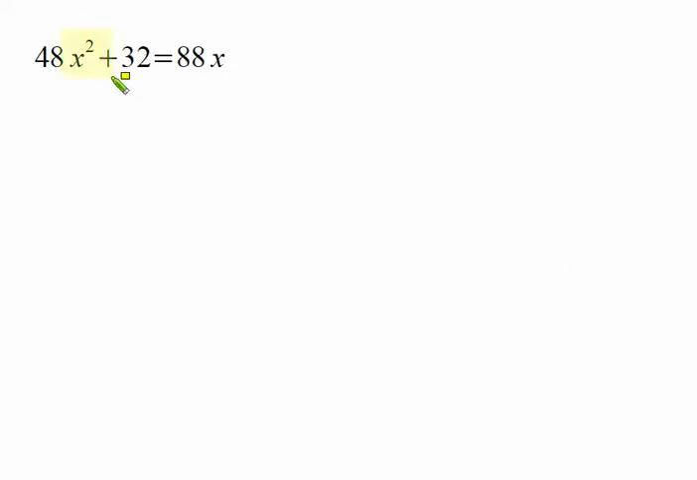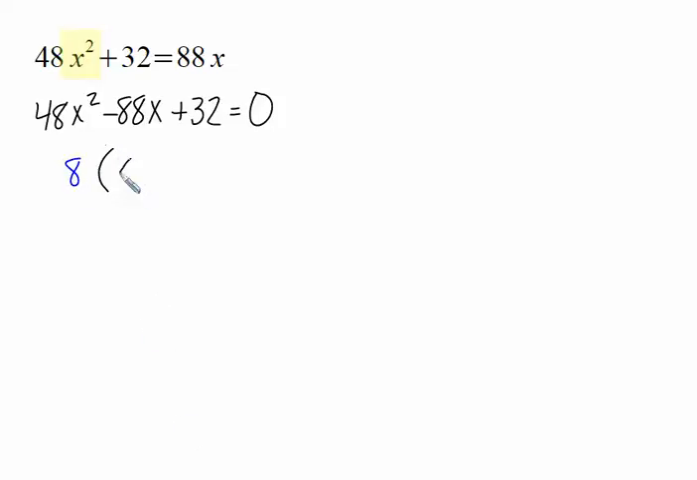Again, we want to get the power of x that's the largest to have a number that's positive attached to it. So we want the 0 on the right, and everything else we'll get on the left-hand side of this equation. Please make sure that you write the equation in order of exponents: x squared, then x, then the number. Don't overlook your greatest common factor. In this problem, it appears that 8 divides all of the terms, leaving us with 6x squared minus 11x plus 4.